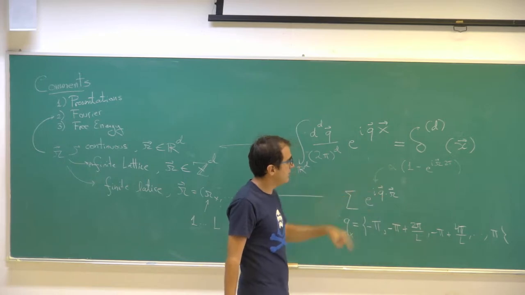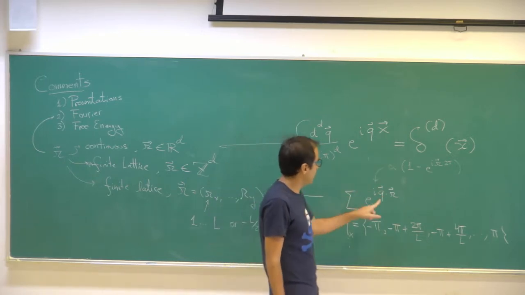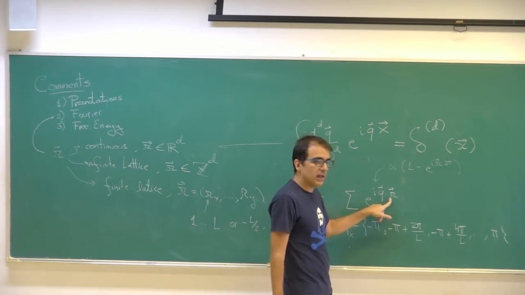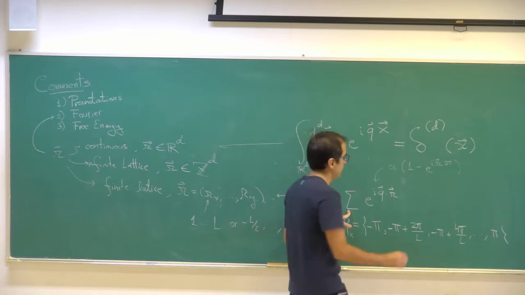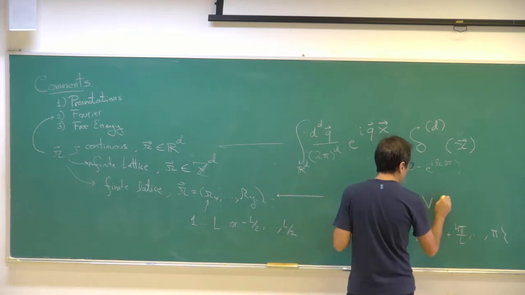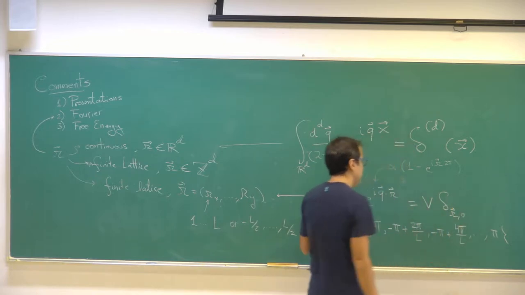And so this is zero because R is in a lattice, unless R is zero from the beginning. And if R is zero from the beginning, I count how many terms there are here. So this is equal to volume times discrete delta function of R being equal to zero.